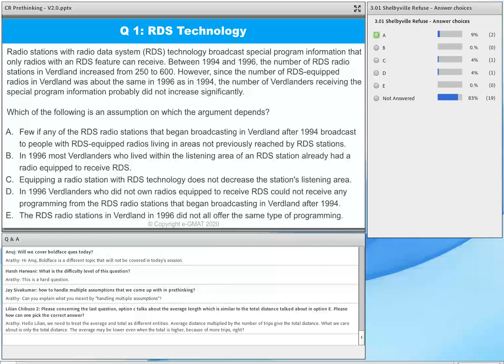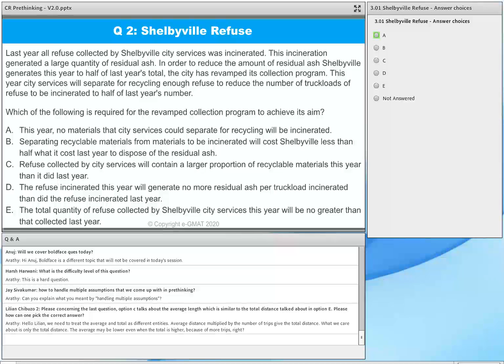I want about 70 of you to say not answered before I show the next question. Okay, so 70 folks, I need you guys to say not answered. 67, 68. All right, perfect. Let me remove broadcast results. Here is your next question. Good luck, guys.